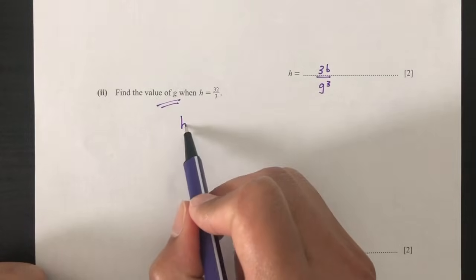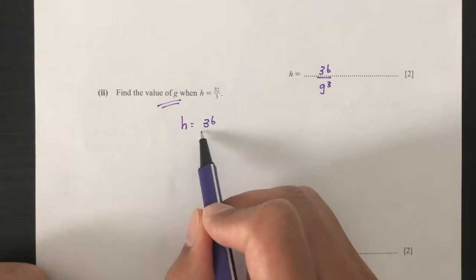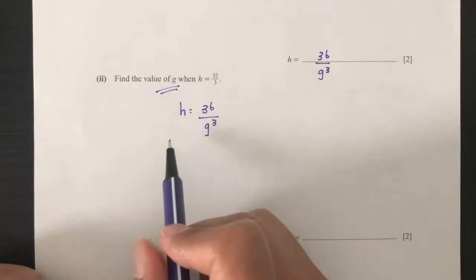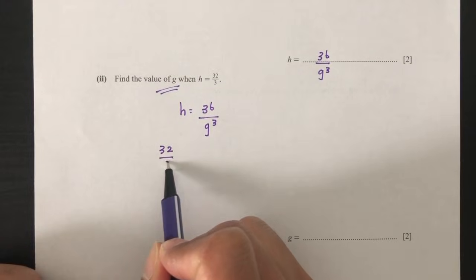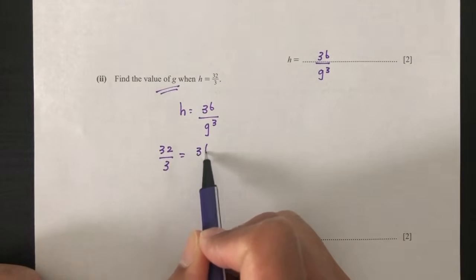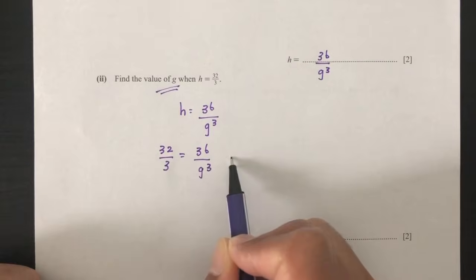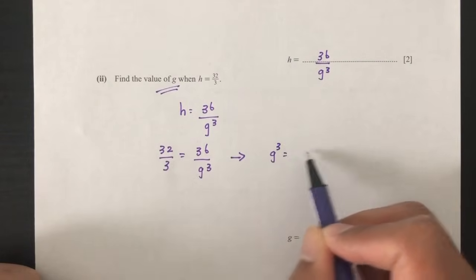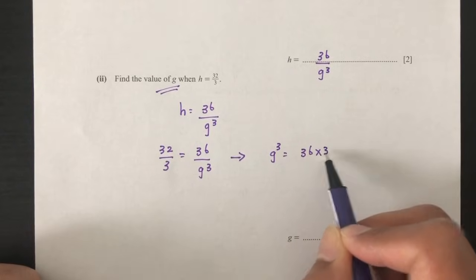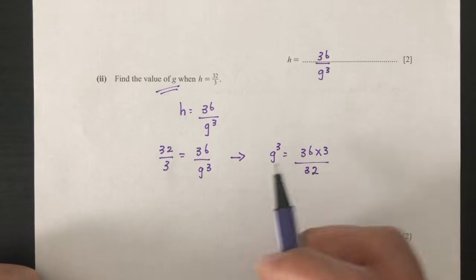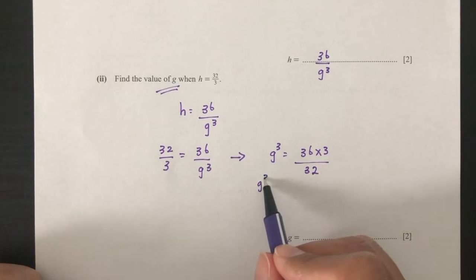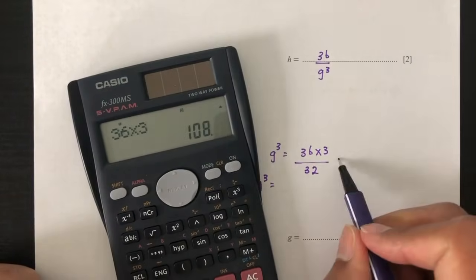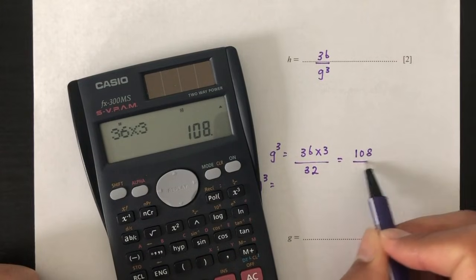So we have h is equal to 36 divided by g cubed. Now find the value of g when h is equal to 32 over 3, which is equal to 36 divided by g cubed. So we cross multiply, you will have g cubed equal to 36 times 3 divided by 32. So let's do one by one. If you simplify, on top, 36 times 3 will be 108, over 32.